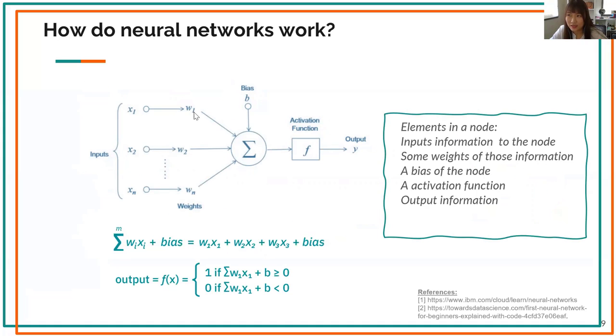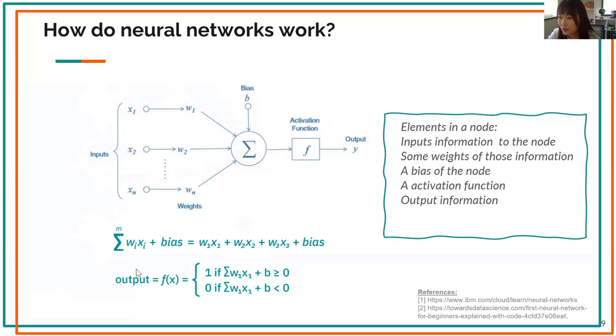So the node gets some information from the inputs, and it has some bias. All together is my combined information. And this will go through an activation function. If the final value of the activation function exceeds some threshold, then it will output one. If not, then there is no output.